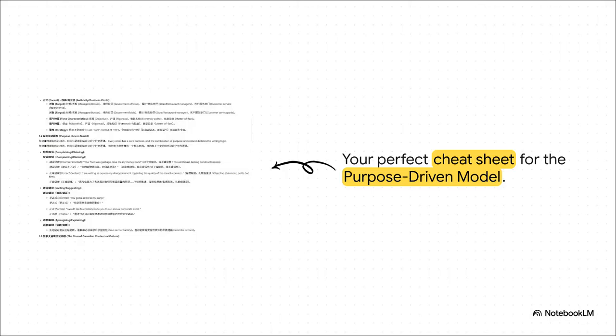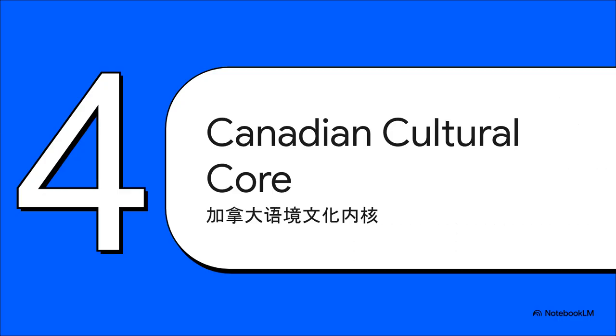Bringing this all together gives you the ultimate cheat sheet for the purpose-driven model. It maps out the exact correct and incorrect phrasings for complaining, inviting, and apologizing. I highly recommend studying these specific examples so you understand the exact mechanics of shifting your tone based on your goal. Finally, we reach Section 4, the Canadian Cultural Core Rules, or 加拿大语境文化内核.